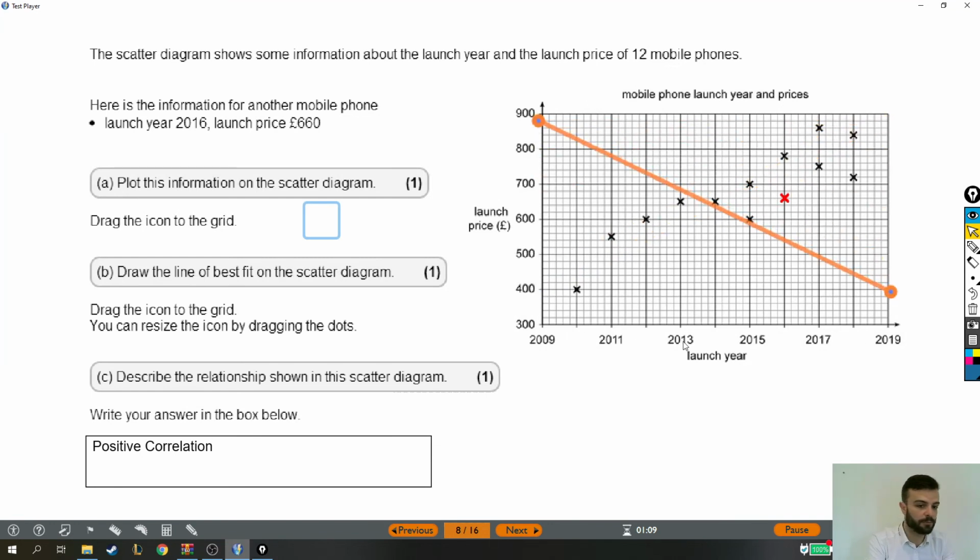A negative correlation would be if, as one thing increased, the other thing decreased. So if phones were getting cheaper over time, then as the year increased, the price would go down, and that would be called a negative correlation. But we do not have that. We have a positive correlation because as the year goes on, the cost of the phone increases.